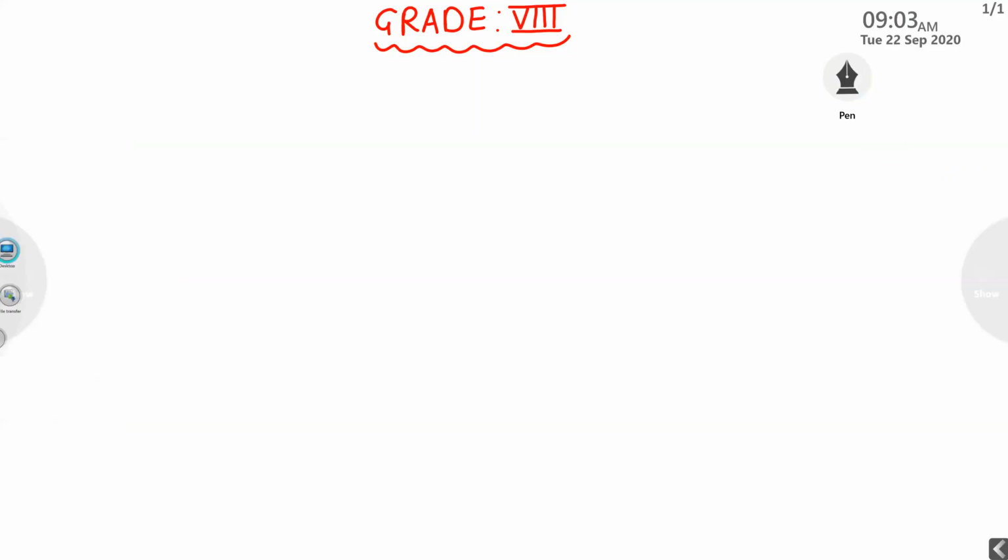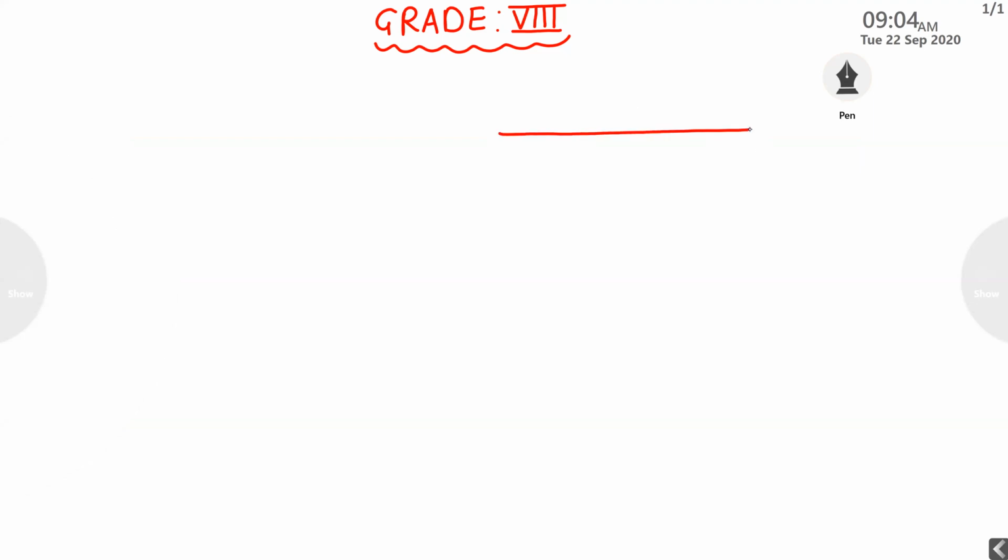In the previous class, I explained the properties of rectangle and square. Now today I am going to explain Pythagoras theorem. What is the need of Pythagoras theorem in quadrilateral? Listen carefully. What is the need of learning Pythagoras theorem in quadrilateral? Concentrate everyone here.